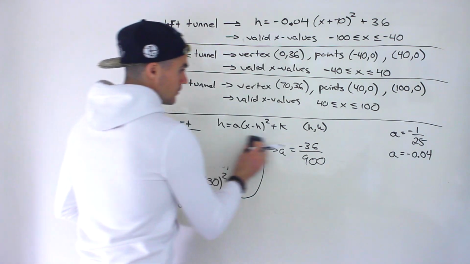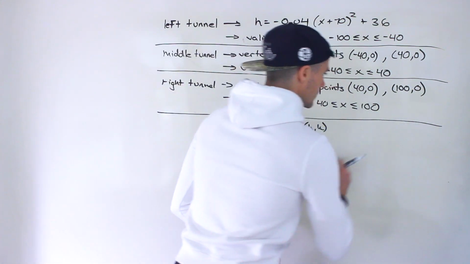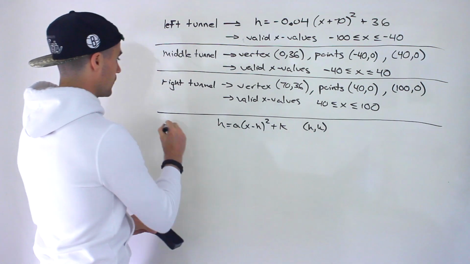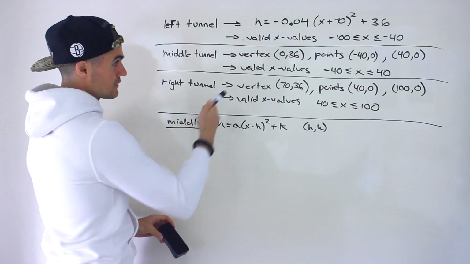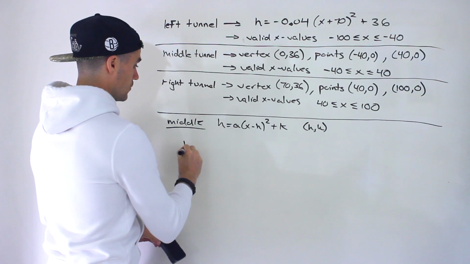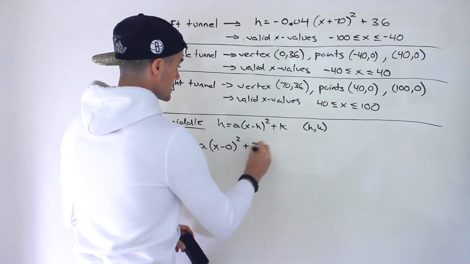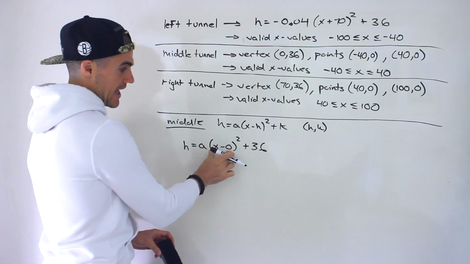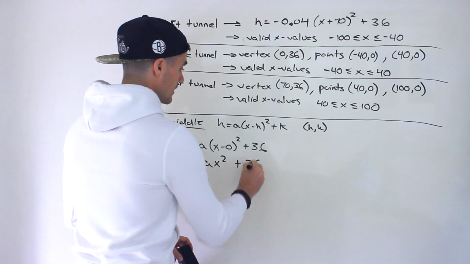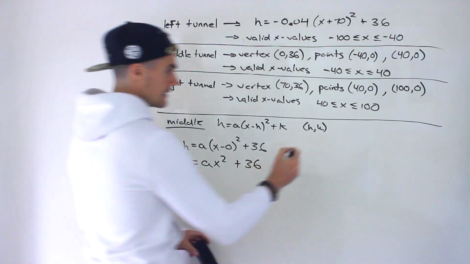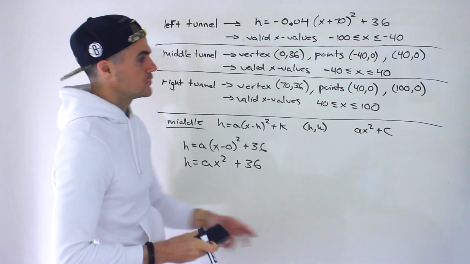All right, and so now we just have to follow the same process for the middle and the right tunnel. So let's start off over here with the middle. So notice that the vertex is 0 and 36. So what we'll have is x minus 0 squared plus 36. Now x minus 0 is just x to the power 2. So this equation, it's actually just going to be in this format over here. It's going to be in that ax squared plus c format. And we've gone through this format before.